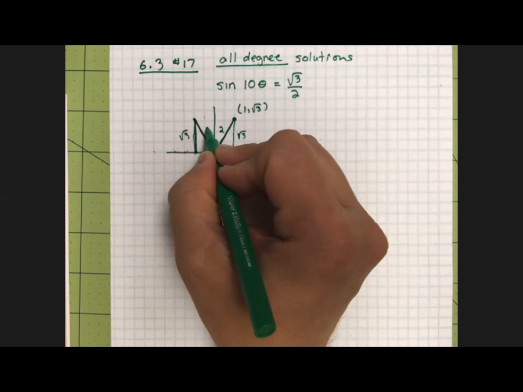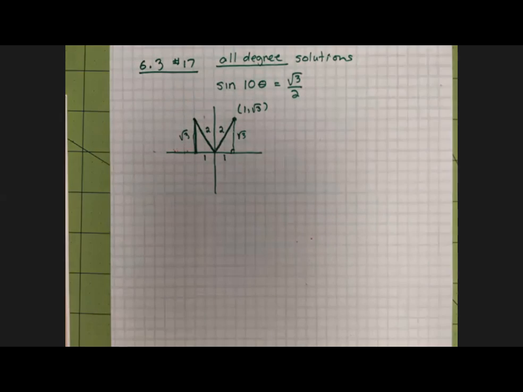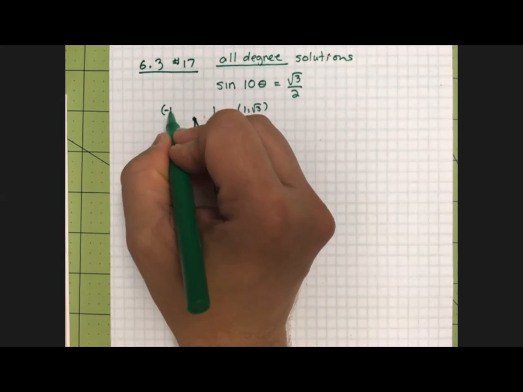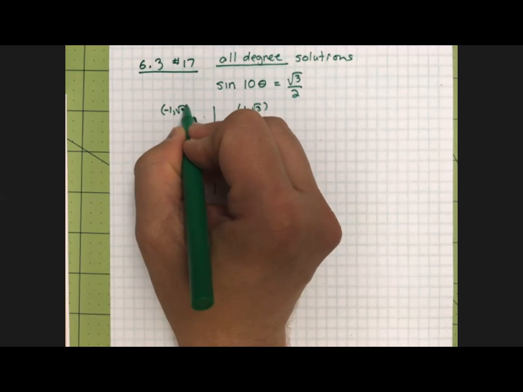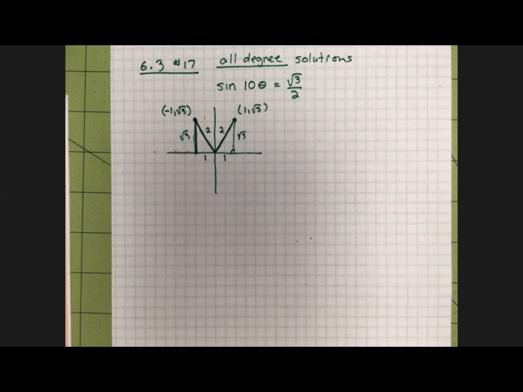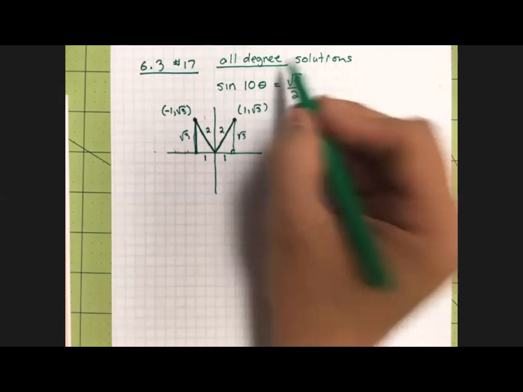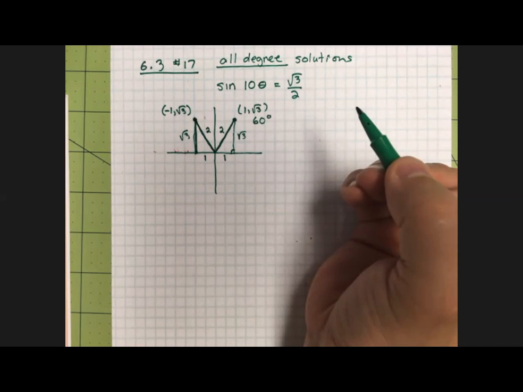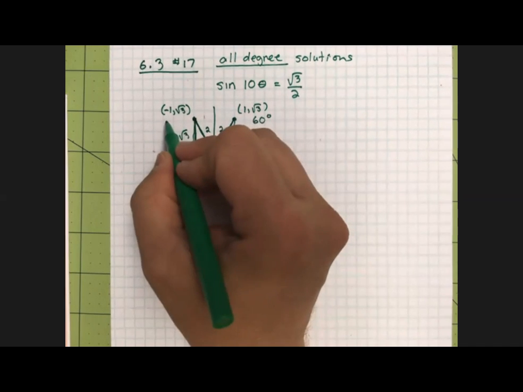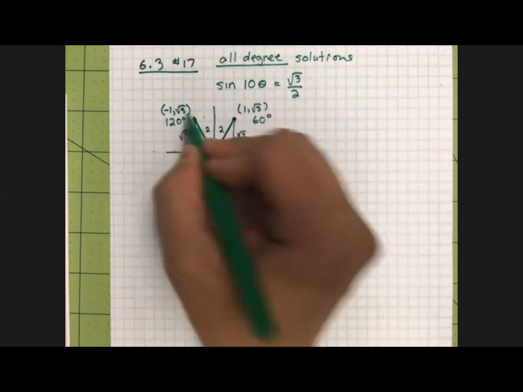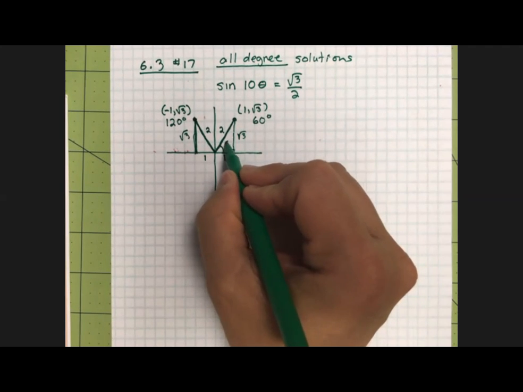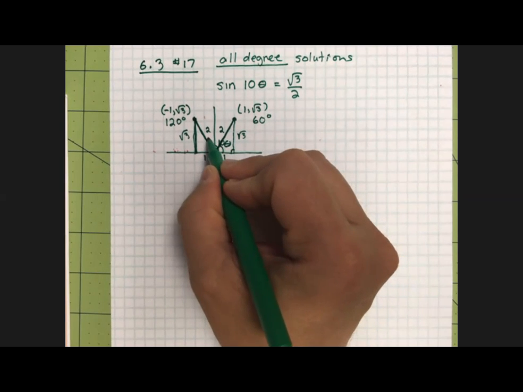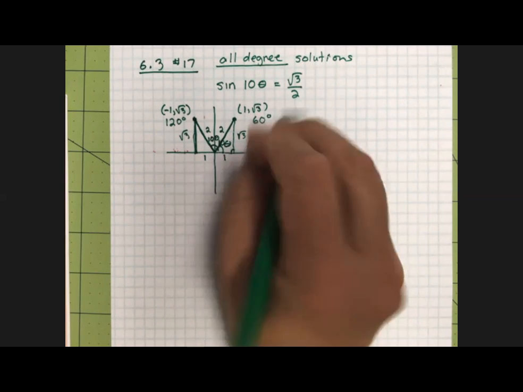Root 3, 2, and 1. But this point is minus 1 and plus root 3. Now they did say degree solution, so I'm allowed to think in degrees. This is 60 degrees. And this is 120 degrees. But this is not theta. This is 10 theta. These two angles are 10 theta.